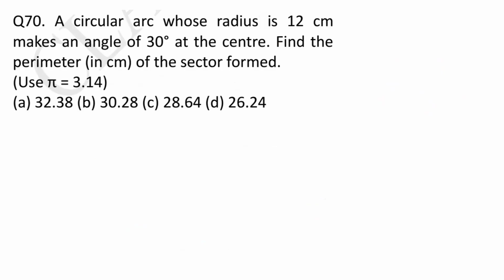A circular arc whose radius is 12 centimeters makes an angle of 30 at the center. Find the perimeter.